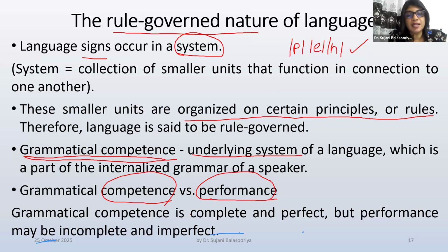Now, you have some idea regarding what competence is. Competence is something which is there within us, within our brain. That is our knowledge of grammar rules, what we know. But when you talk about performance, that is how you use language, how you produce language. Your knowledge is one thing; how you use that knowledge to produce language is another thing.